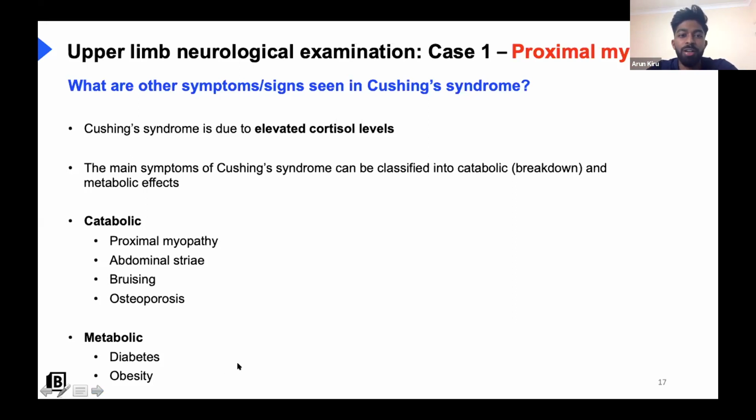I think it's always so hard to remember in an MCQ, is this a symptom of Cushing syndrome? Well, think of the catabolic thing, because you're breaking down to make new glucose. So hopefully that puts things together.